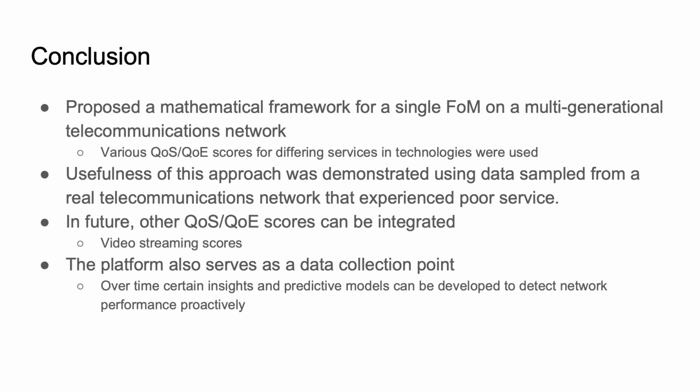In conclusion, we propose a mathematical framework for a single figure of merit on a multi-generational telecommunications network. We use various quality of service and quality of experience scores in different technologies. The usefulness of this approach was demonstrated using data sampled from a real telecommunications network that experienced poor service. In future, other quality of service and quality of experience scores can be integrated, such as video streaming scores. The platform also serves as a data collection point, so over time, certain insights and predictive models can be developed to detect network performance.